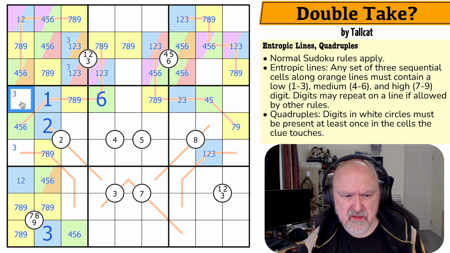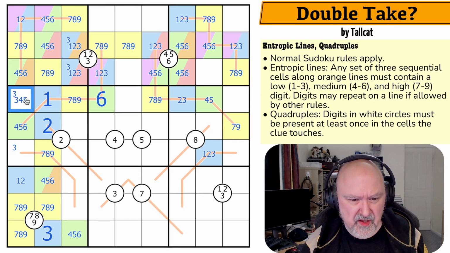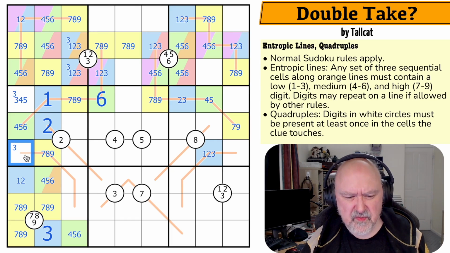But that's 3, 4, or 5. Actually, it could be 7, 8, or 9. No, it can't be 7, 8. This is only 3, 4, or 5. It can't be 7, 8, 9. So if it's low, it can't be 1 or 2, it's 3. And if it's medium, it can't be 6. So this is 3, 4, or 5. And this is from 3, 4, 5, 6.